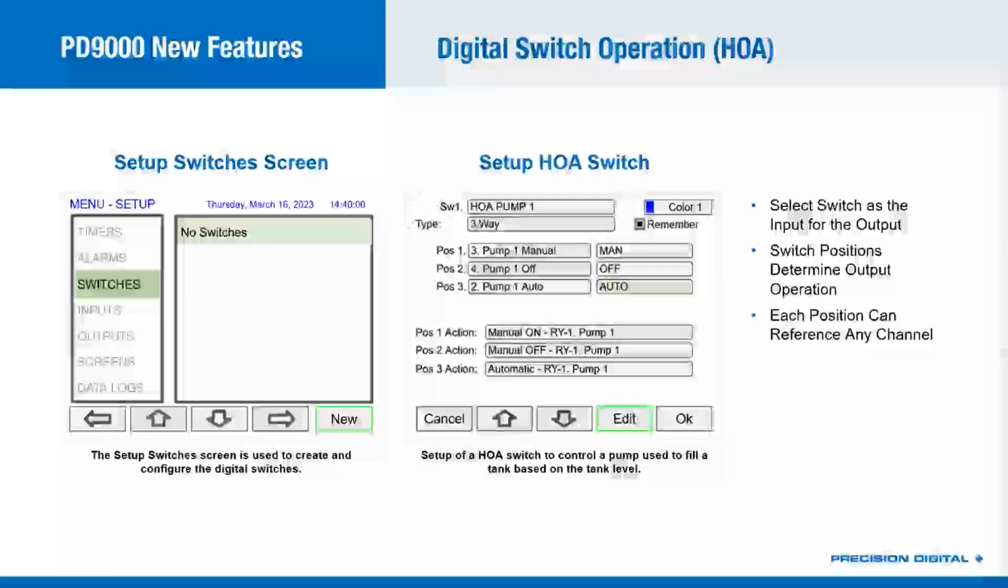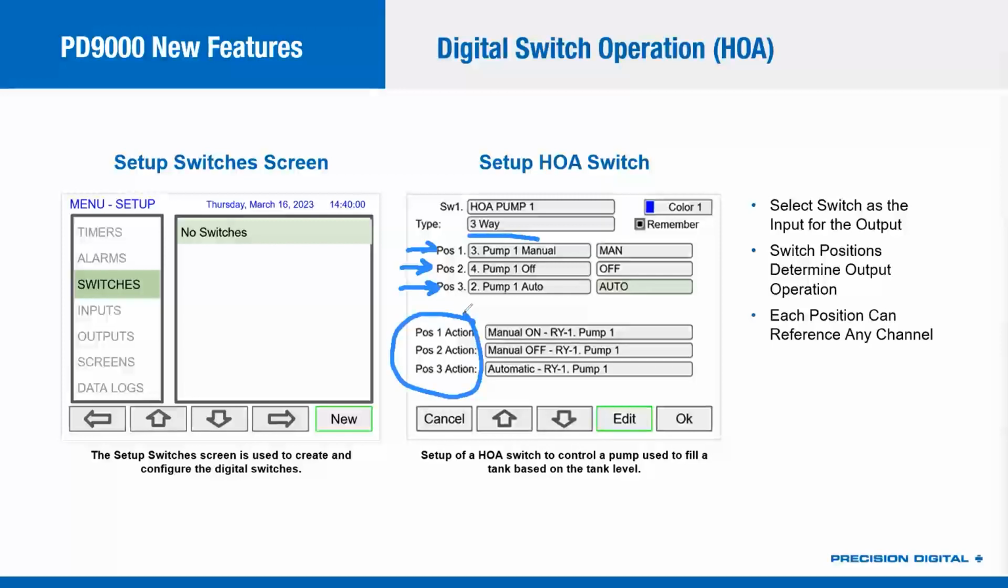You set those up very easily. We've got ways to set up 2, 3, 4-way switches. You tell it what each position is going to be called. And then if you want to, you could have actions take place when you go into those positions. So for example, here we've got pump 1 manual, pump 1 off, pump 1 auto. That's what we've named them.